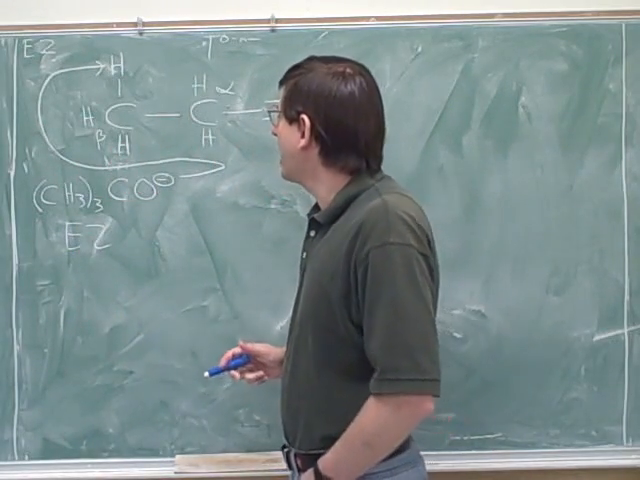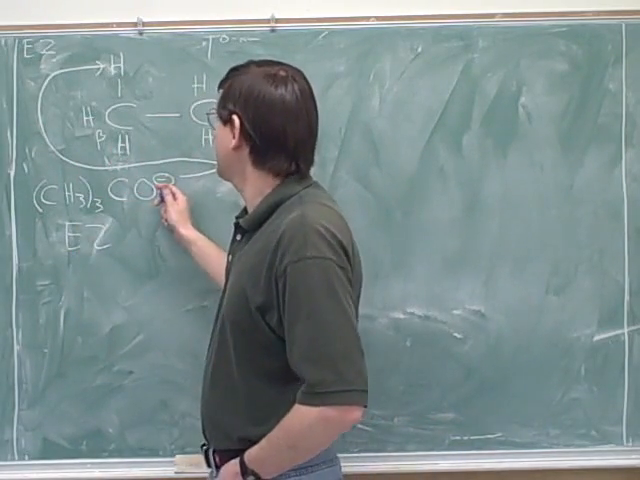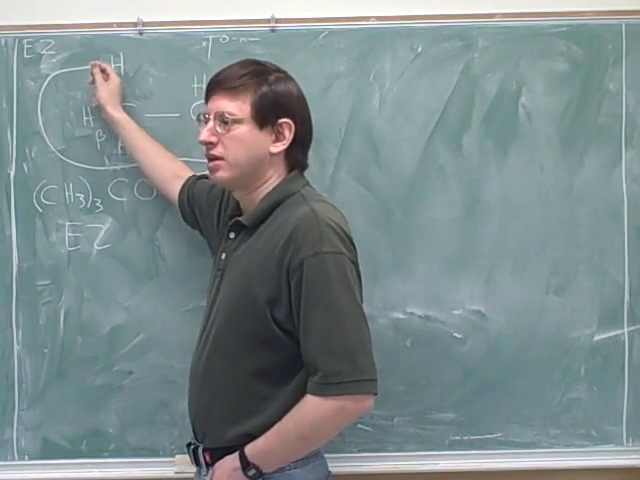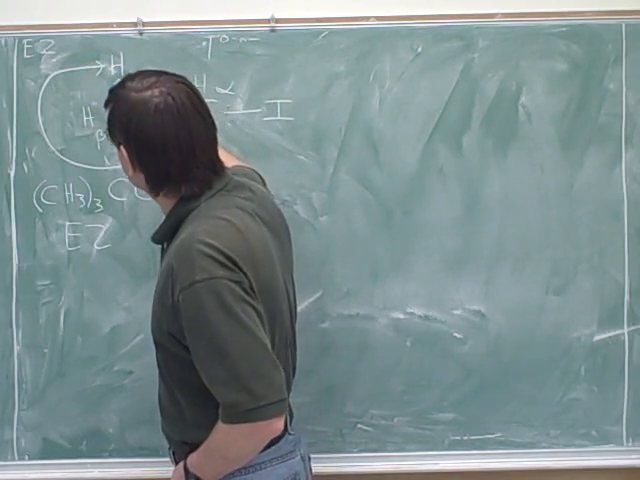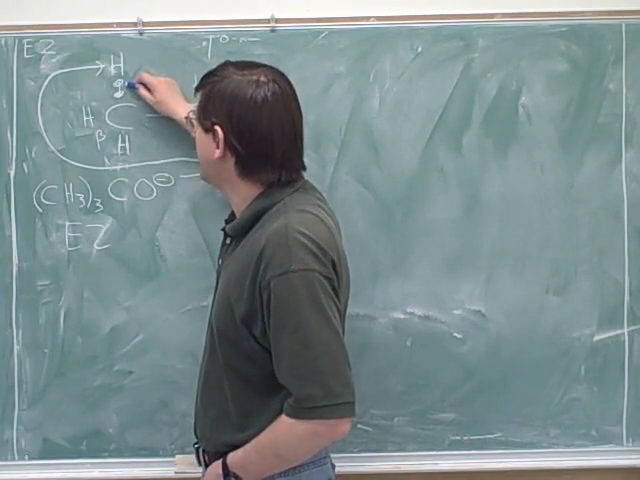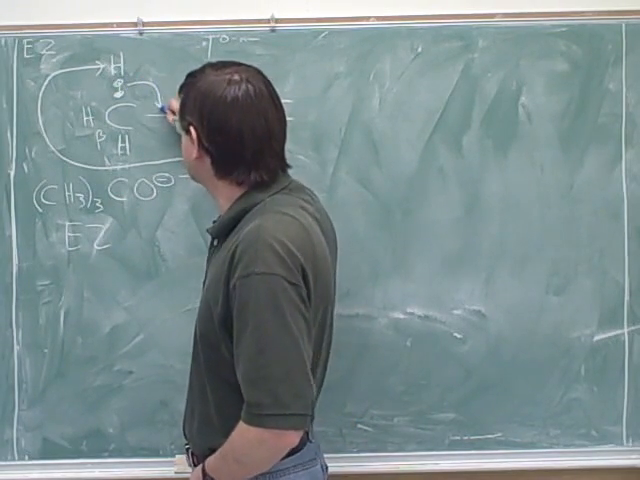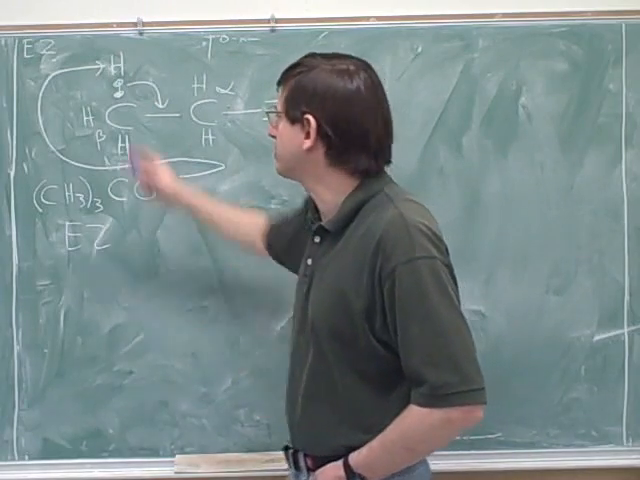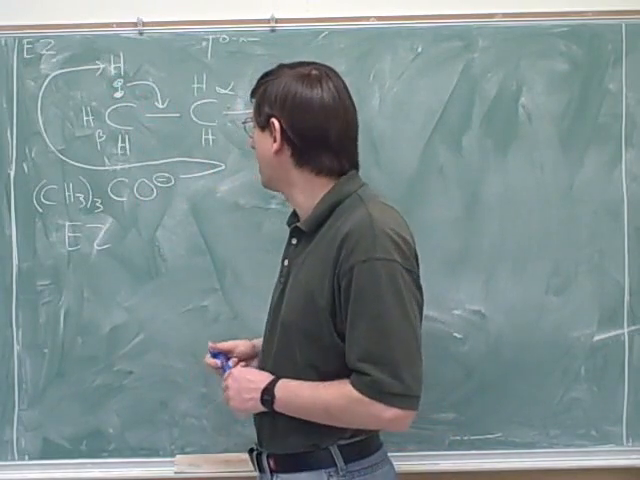Okay, now that means that this oxygen is going to be forming a bond with this hydrogen. But that's going to free up the electrons in this bond because a hydrogen can't be bonded to two things. And what are we going to do with these electrons? Remember, the whole point of elimination is to form a new pi bond. So we move these electrons over here to form the new pi bond.